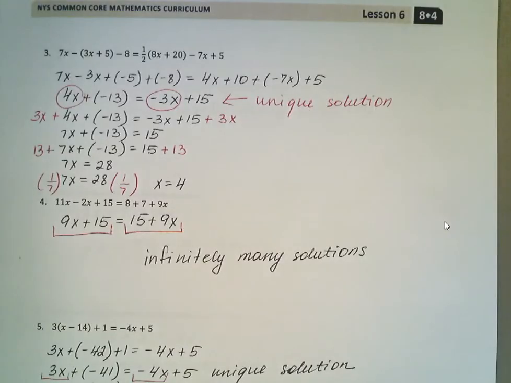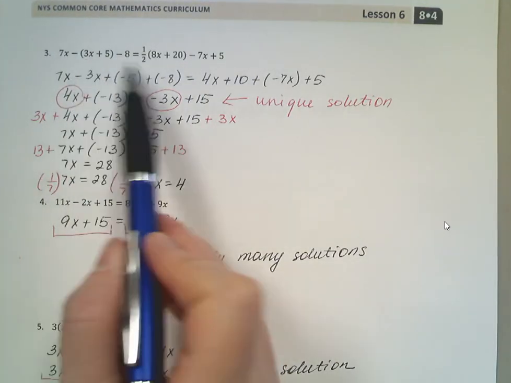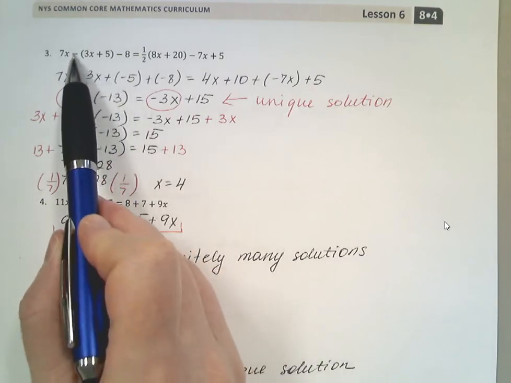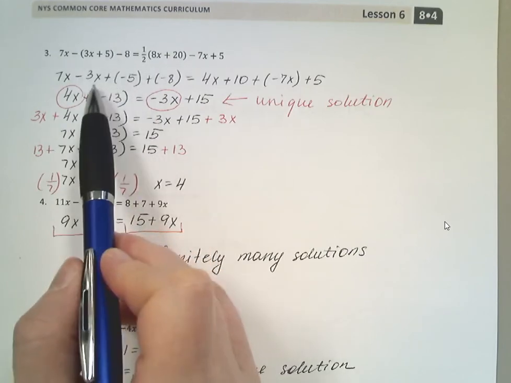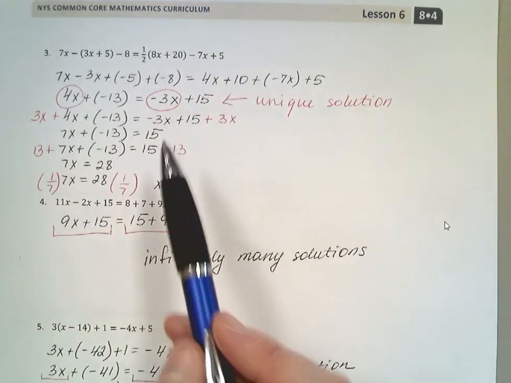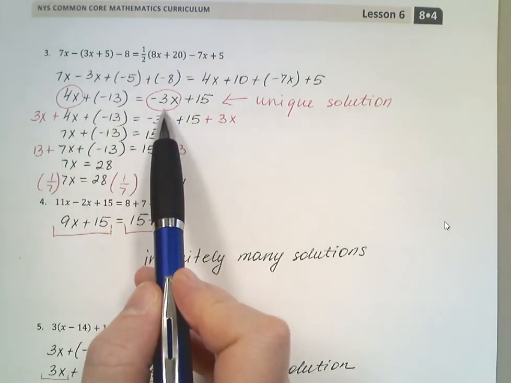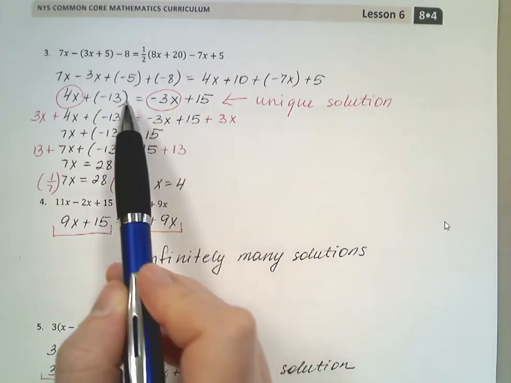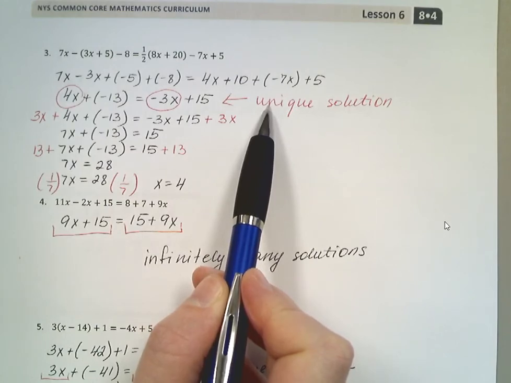All right. So moving on to the next one, number 3. Again, we open the parentheses by either using distributive property or, like for example here where I have the opposite of the sum, I just need to change the signs of both numbers inside the parentheses. After I simplified everything, I got 4x plus negative 13 equals negative 3x plus 15. My coefficients of x are different, so I know my equation will have a unique solution. Again, sometimes you will not need to find that solution, but in this case we do.